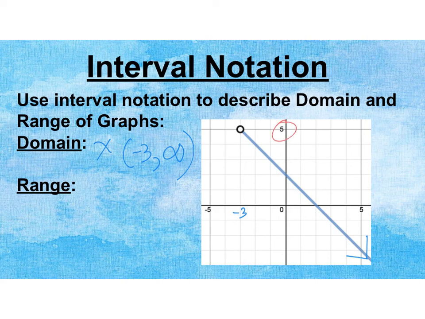My y is my 5 not included, so I'm going to get soft bracket 5, and then this is approaching negative infinity because it's going down.